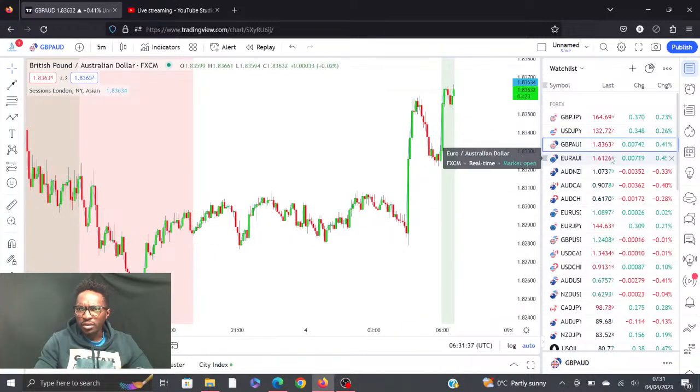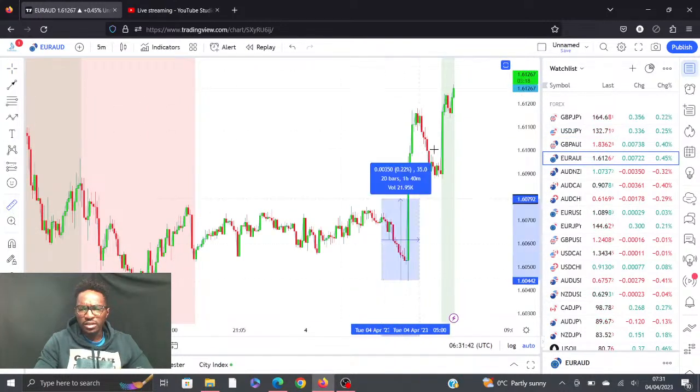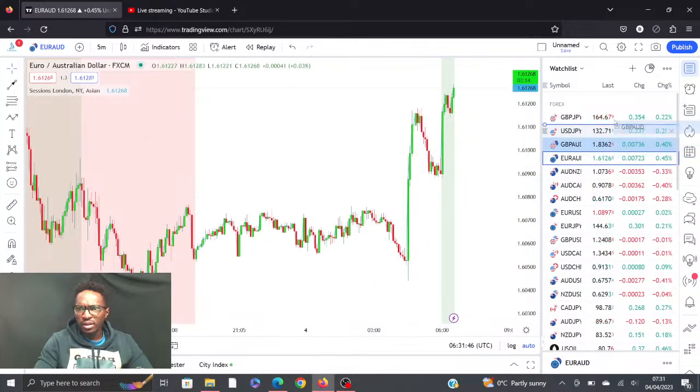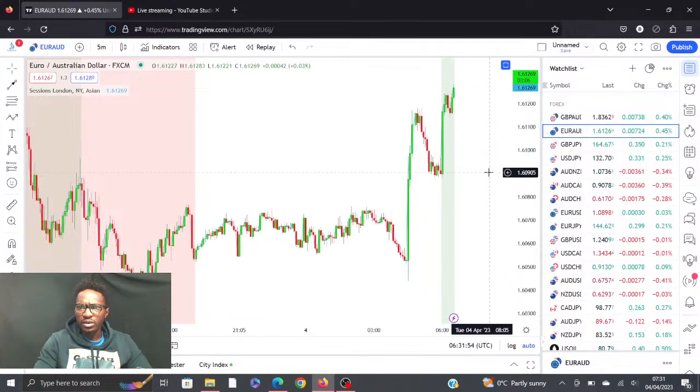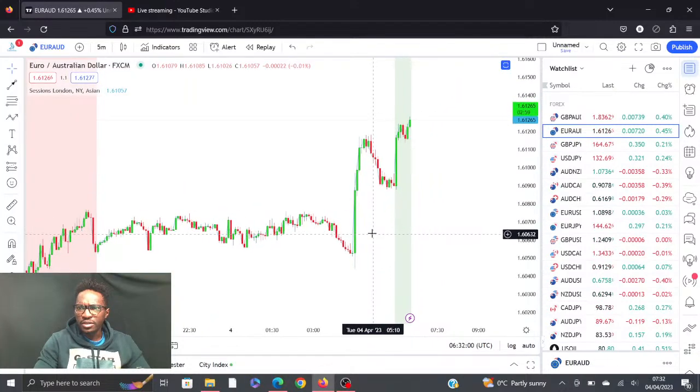Today I've got a couple of trades I'm hoping to take in the next couple hours, and they're both on the Aussie pair. So the pound Aussie and the euro Aussie are potentially going to give me a long trade today. We're still quite a long way before we can get there.